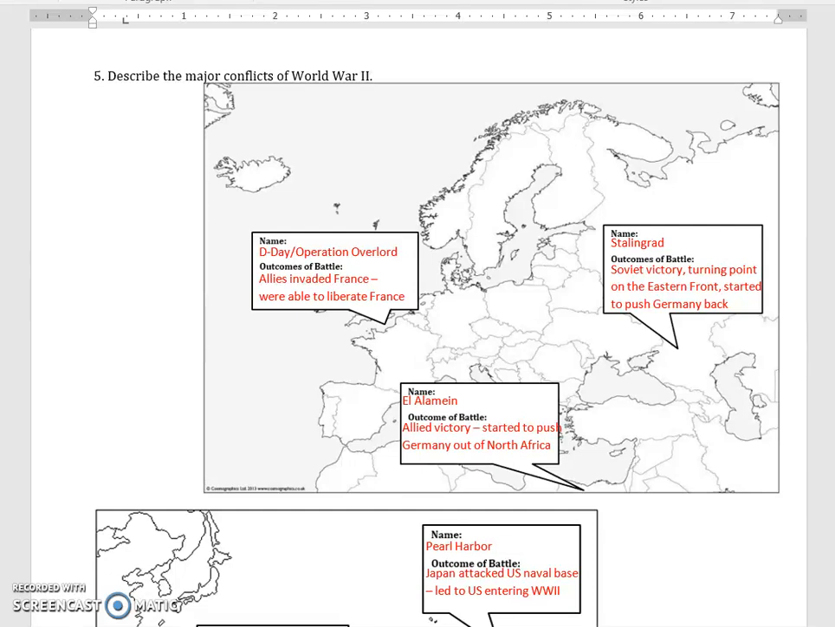Alright, this picks up where we left off with the major conflicts, or some of the major battles, of World War II. We're going to start with the European theater.